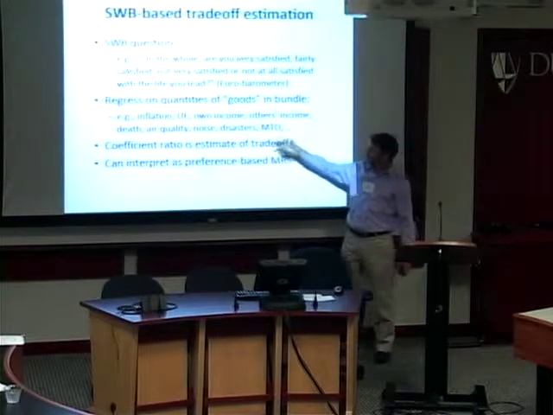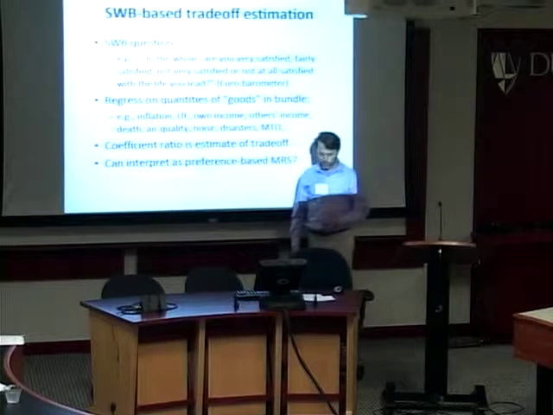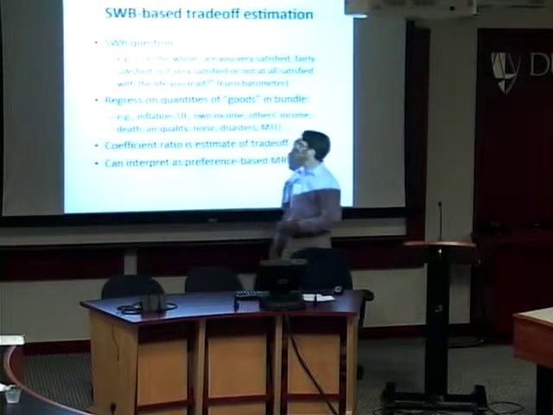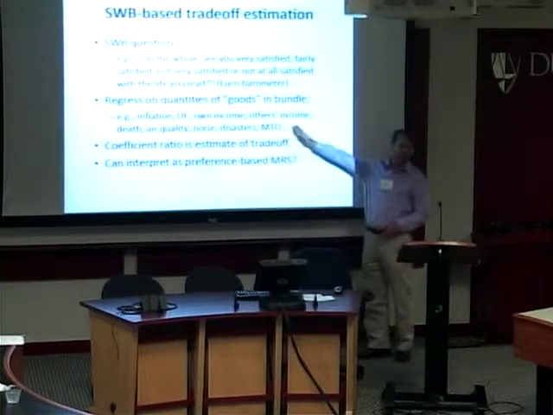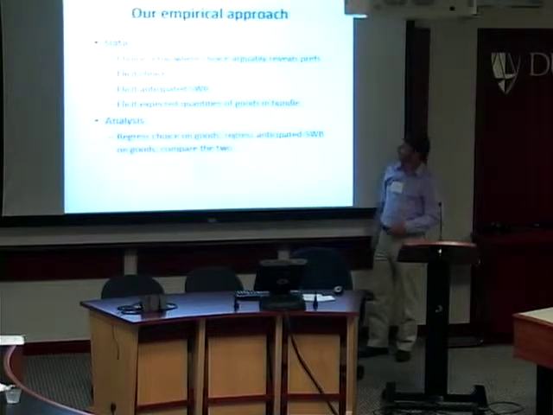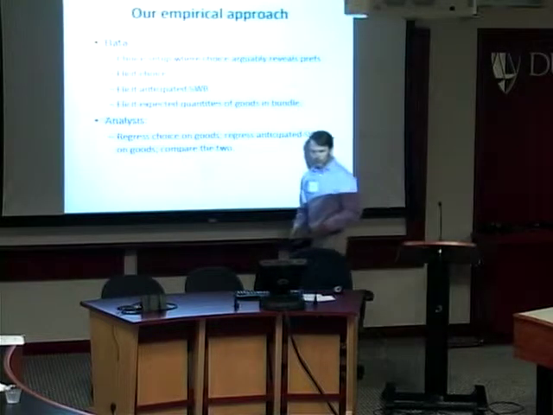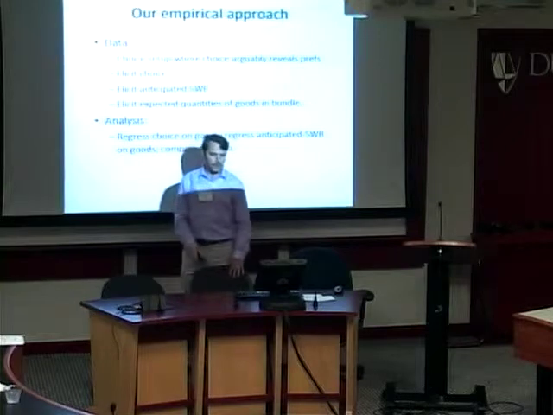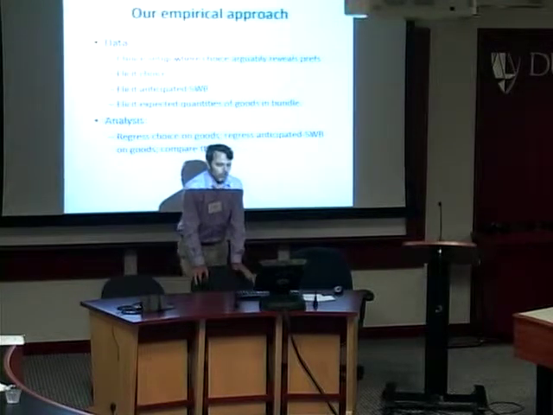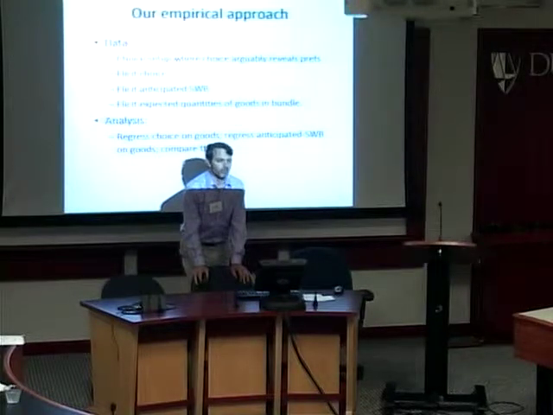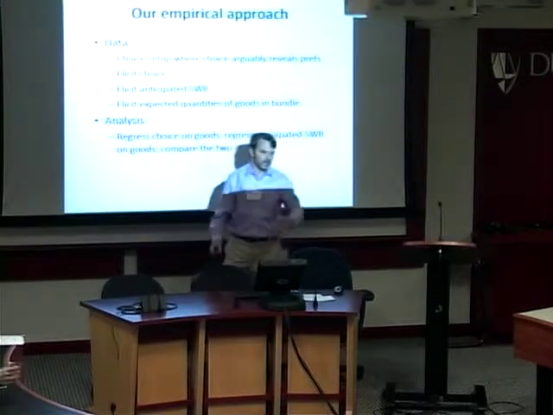And again, the question we'll ask is to what extent you could interpret this as the MRS and not just as the rate of trade-off that is SWB-based. So how are we going to do it? To do it, we're going to collect data. We're going to look for a choice situation where choice arguably reveals preferences. So it's well-informed, it's a cold state, deliberate, etc.